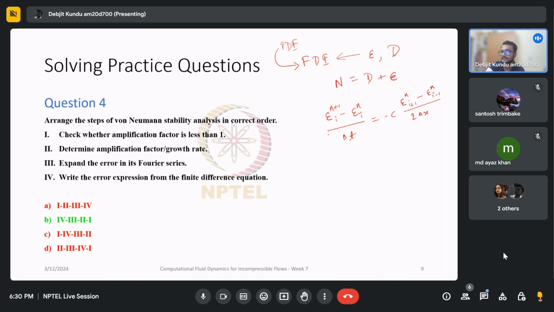Then we expand them in a Fourier series. We can divide this equation by the lowest order of epsilon. It makes things easier. The epsilon i n can be written as the summation over m of a m of t times e to the power i k m x, and a m of t we will now write as e to the power a n delta t. The spatial term is like this, k m x. We will do this for only one m, and that's how we will get an expression. So this we will plug in for epsilon i plus 1, i minus 1, n plus 1, all of them. That's the second step, the expansion of the error in a Fourier series.